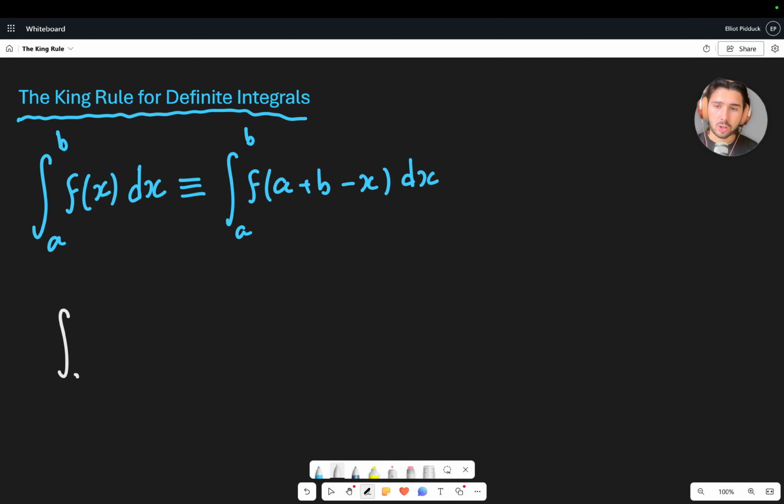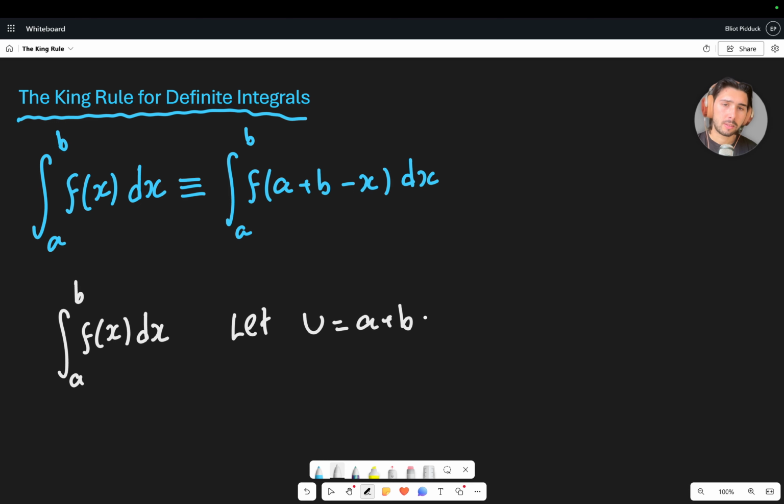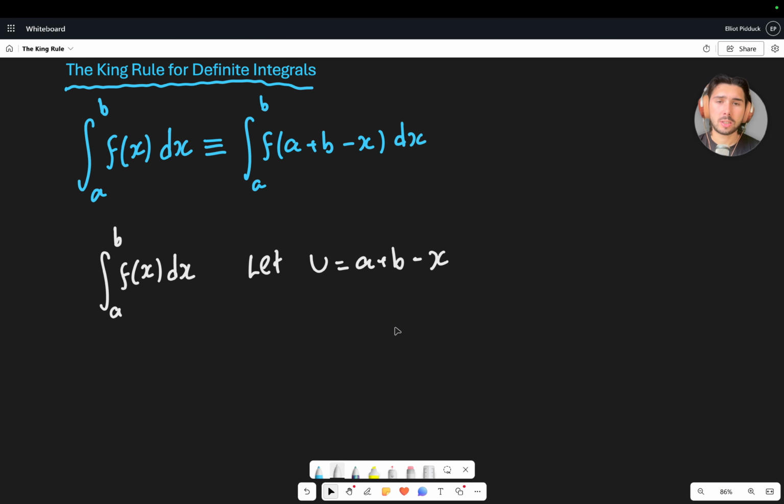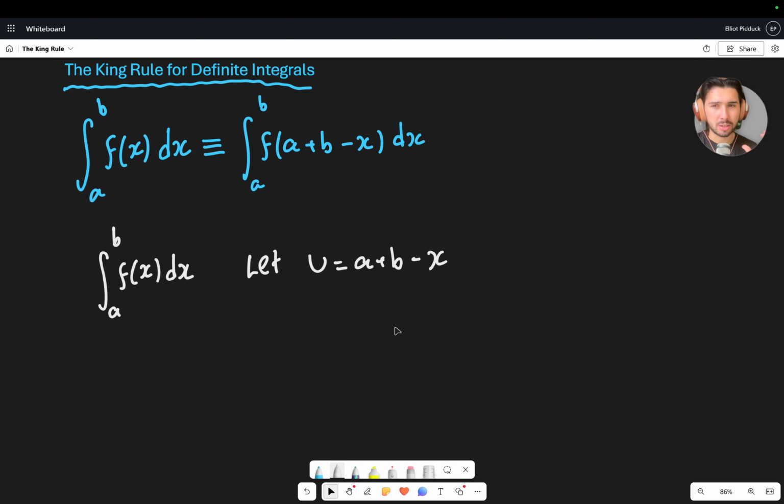So we'll start with the integral from a to b of f of x. And what we're going to do is a substitution. We're going to let u equal a plus b minus x. Okay, and you're going to see why this is useful in a second. It's mostly about the benefit of the limits here. So this integral is equal to, let's see.